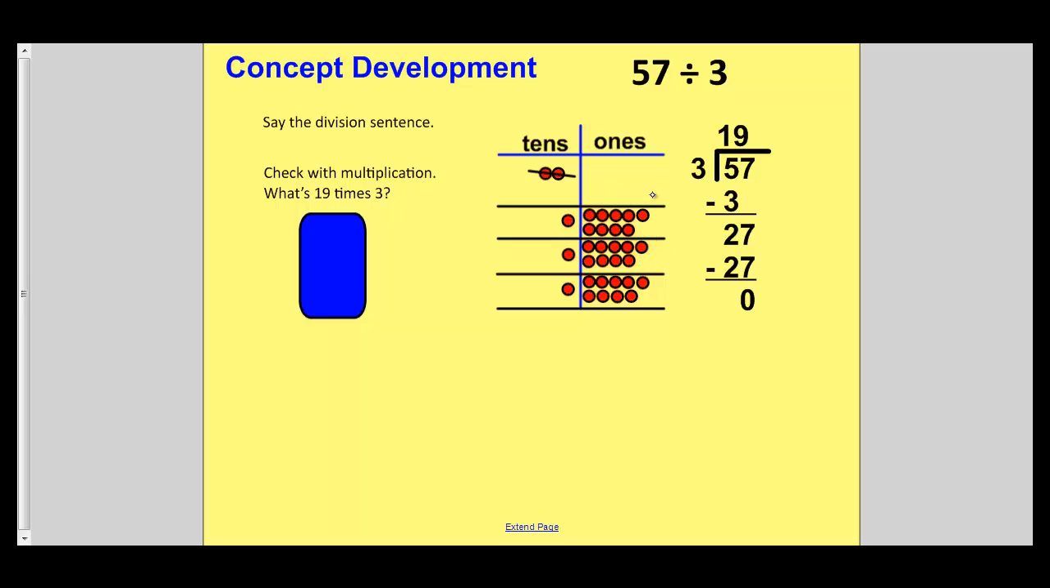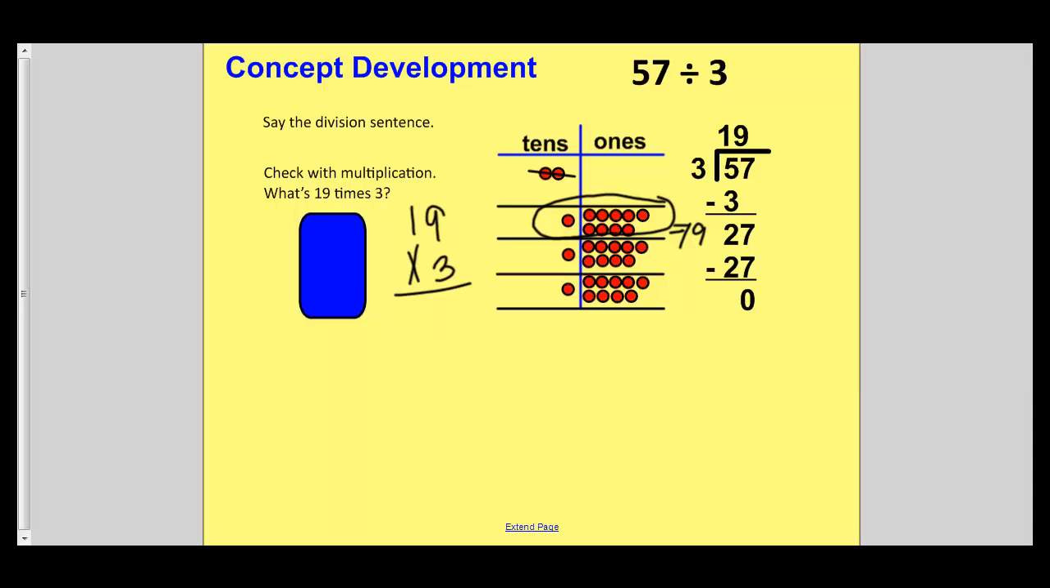So since I have 9 ones in each group, I have 9 times 3, which is 27, so I have a remainder of 0. So my quotient is 19, and if I look at my place value chart, I can see I have 1 ten and 9 ones. So my quotient is also 19. All right, so let's check our multiplication problem by doing 19 times 3. I want you to go ahead and solve 19 times 3 and see if you do get 57.